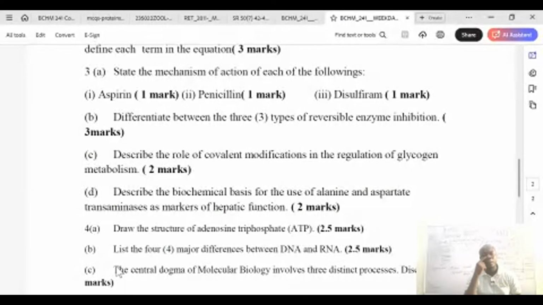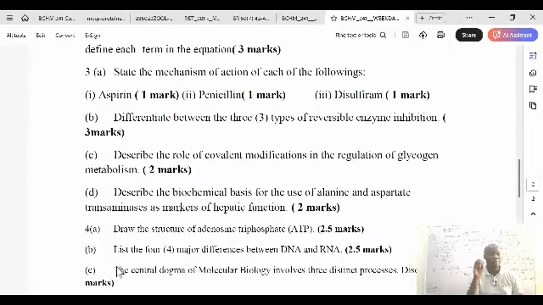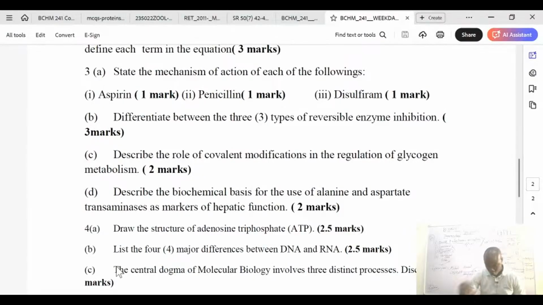Now, what are the different types? Enzyme inhibition has two types. We have reversible enzyme inhibition and we have irreversible enzyme inhibition. For the irreversible enzyme inhibition, sometimes we call it suicide inhibition.